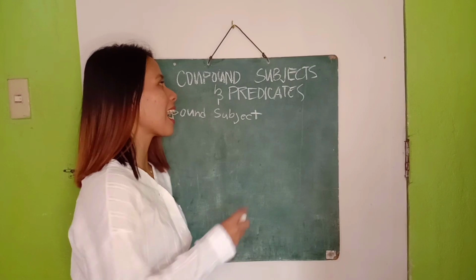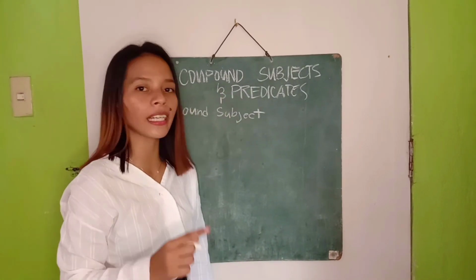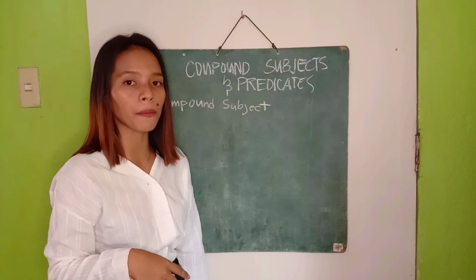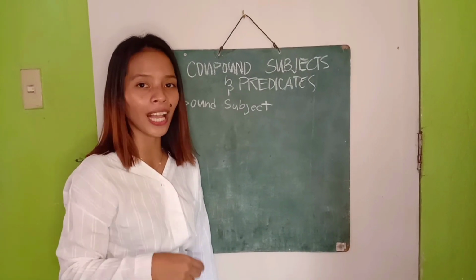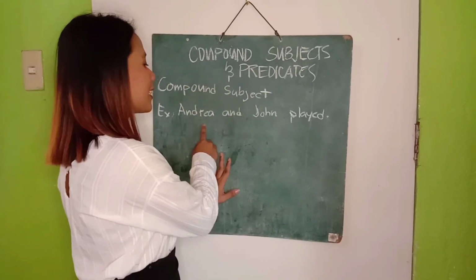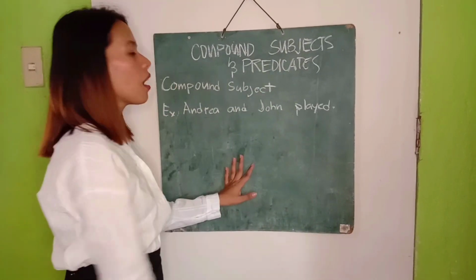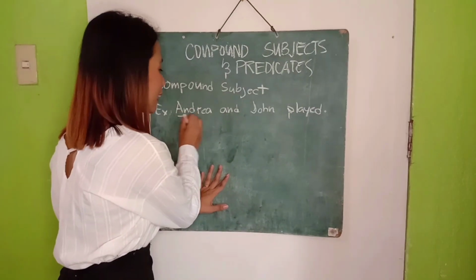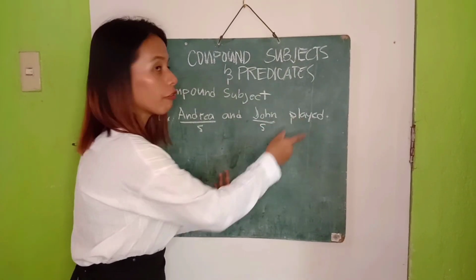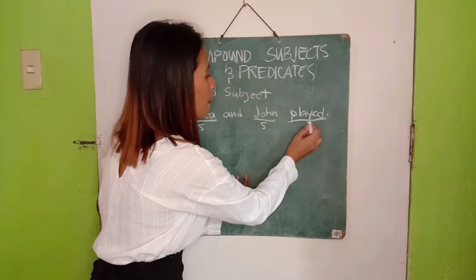We're going to discuss a compound subject and a compound predicate. A compound subject has two or more subjects combined by a conjunction and has the same verb. For example, Andrea and Jan played. Our subject here is Andrea and Jan, and our verb is played.